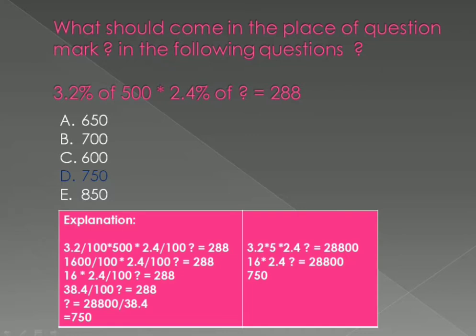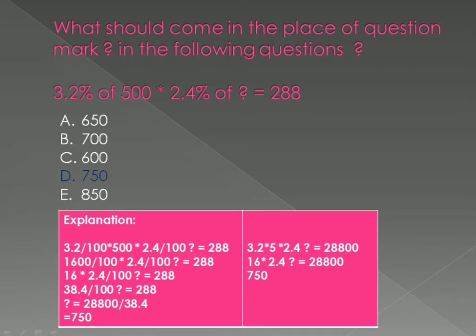Here you will use percentage, using BODMAS rules. You will have a combination of addition and subtraction alone. These are the simplest and easiest sums. Here, 3.2% of 500 into 2.4% of some number is equal to 280. You have to find the question mark number. Here, please cut off the zeros. Percentages are divided by 100, right? So you have 2 zeros in that, and 500 also has 2 zeros, so please cut them off so that it will be easy to calculate.